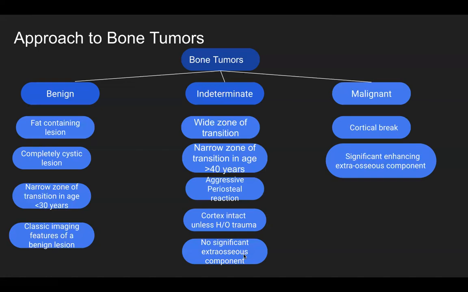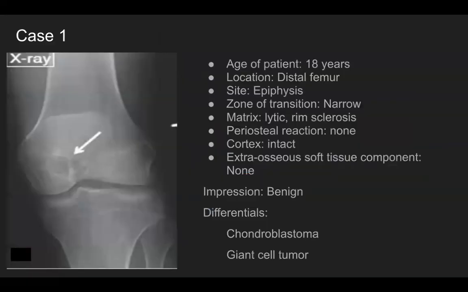And there should be no significant extraosseous component. A small amount of enhancing extraosseous component may be osteomyelitis, but no significant extraosseous component. If significant extraosseous component is present, it will go into malignant. Now, using the simple approach, we'll see how easily we can see all the X-rays and also MRIs. So this is my case one.